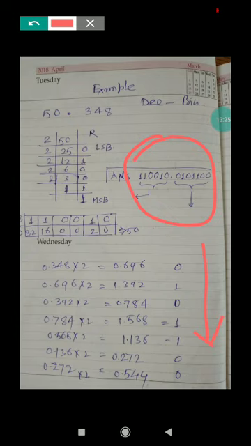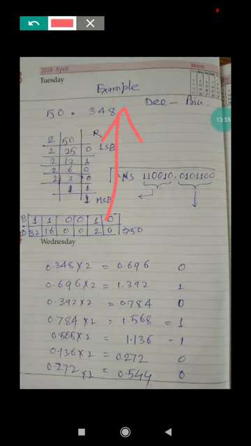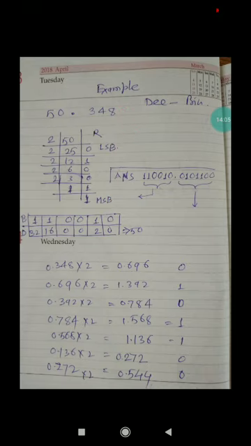Okay, remember the procedure. First you have to take the full part, the integer part, and then only the fraction. Here one more thing you must remember: you should note down the number from bottom to top, from MSB to LSB. So this is how you can convert a decimal number into a binary number.